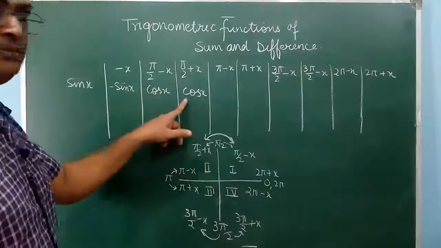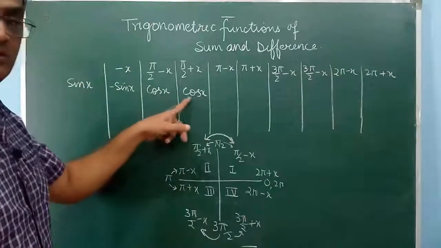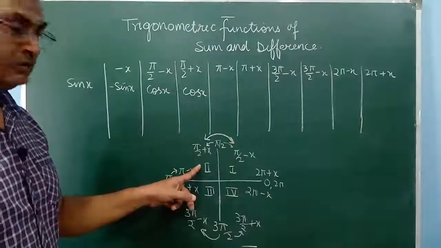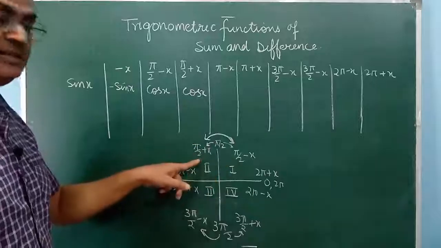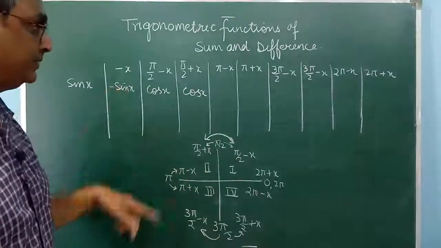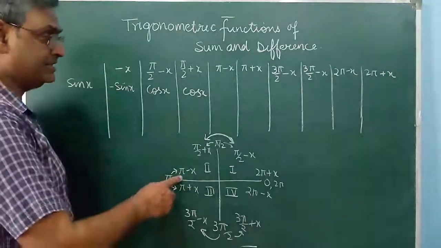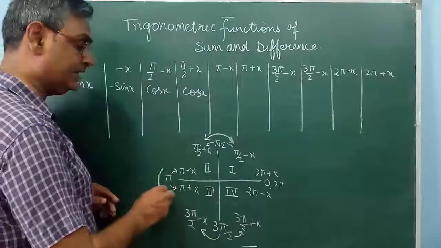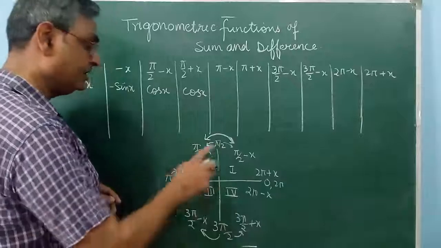So here we will not put a minus sign, although cos x is coming, because this is the house of sine. Sine will remain positive in the first quadrant, and in the second quadrant sine will also remain positive. Now comes pi minus x. Whenever we are moving here, there is no change in the function; change happens only in these two.